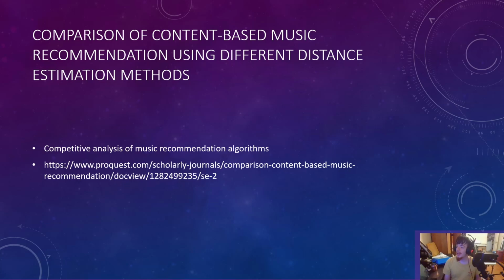And this is a comparison of content-based music recommendation using different distance estimation methods. Basically, this is just analyzing the different ways that you can recommend music and comparing them across from each other. It does compete them against each other to see which one tends to be better, both in runtime and in actual quality. Once again, taking human surveys.